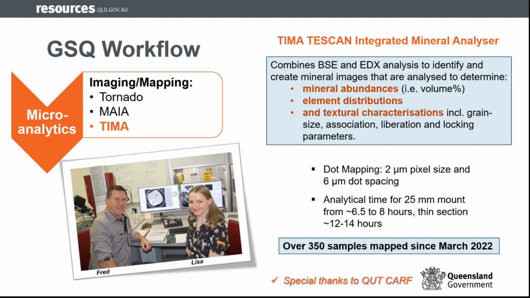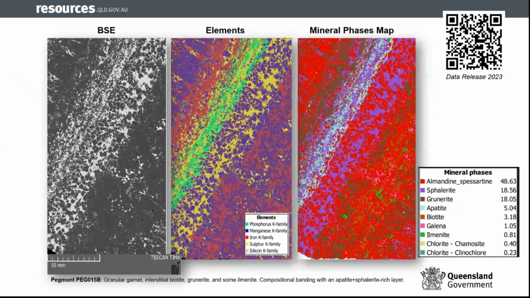So yeah, this is the TIMA instrument. And just to show you the beauty of the data output we're getting from this instrument, you can see very high resolution backscattered electron maps. Then you can see the elemental distribution maps. We can create maps for any individual element or for a group of elements. And this is a beautiful example.